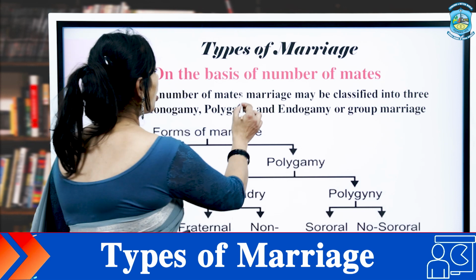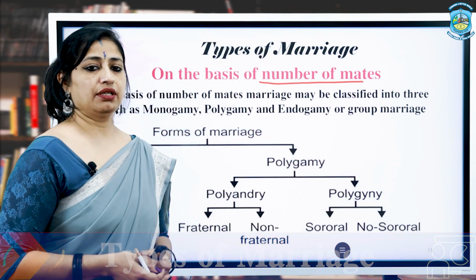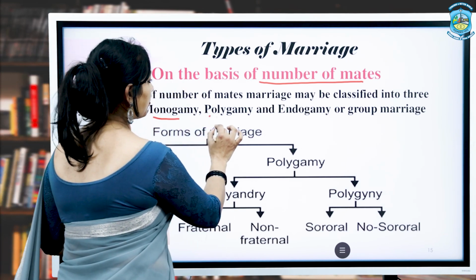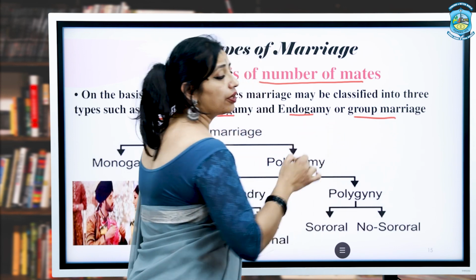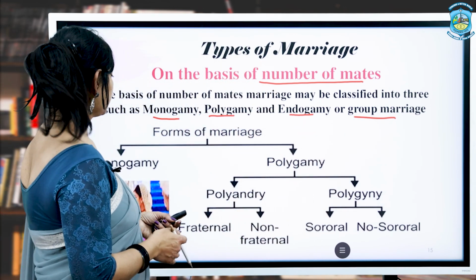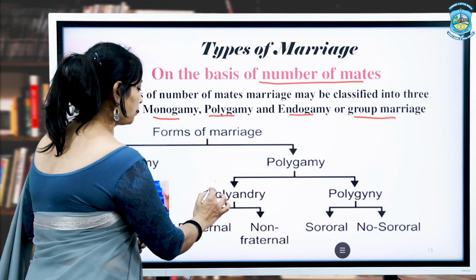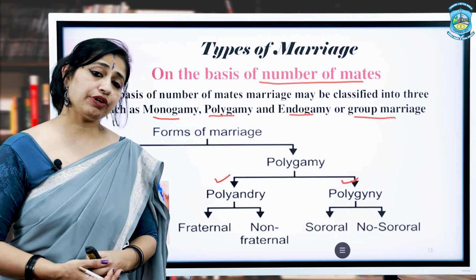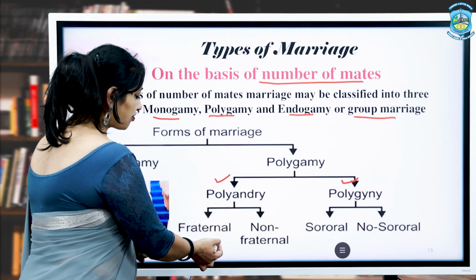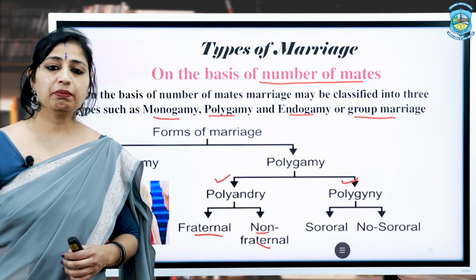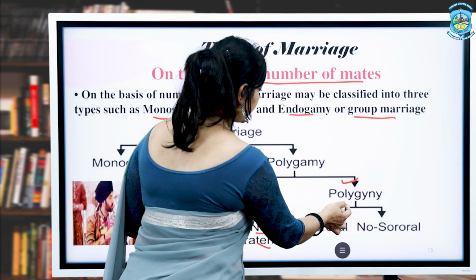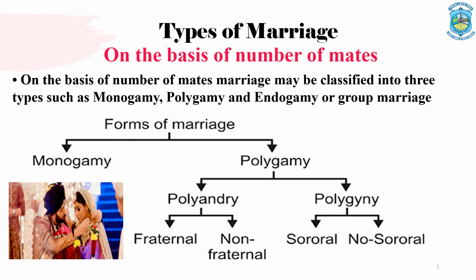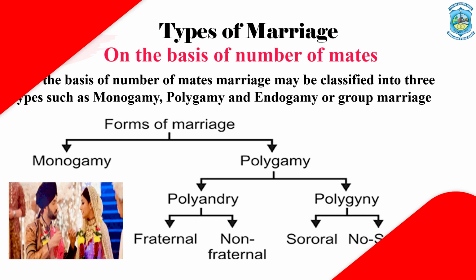Types of marriages on the basis of number of mates. As per the division of mates, it is further divided into monogamy, polygamy, endogamy or group marriage system. Polygamy is further divided into polyandry and polygyny. Polyandry, poly means many and andry means male. So further it is divided into fraternal and non-fraternal polyandry. When you talk about polygyny, again poly means many and gyny means female. Polygyny is further divided into sororal and non-sororal polygyny.